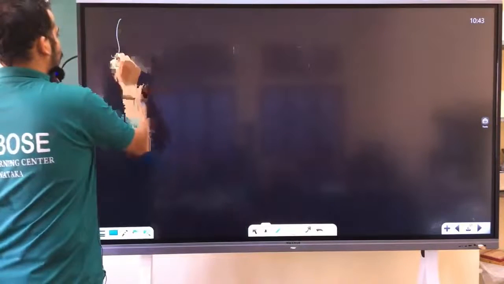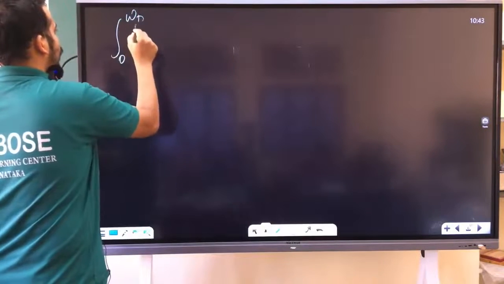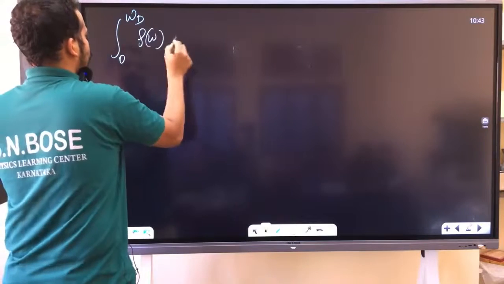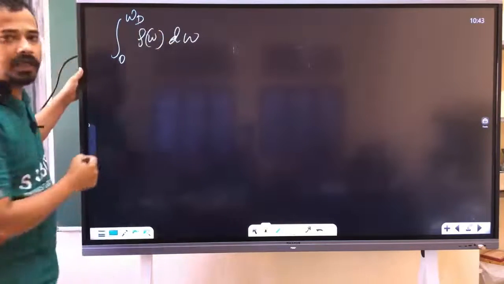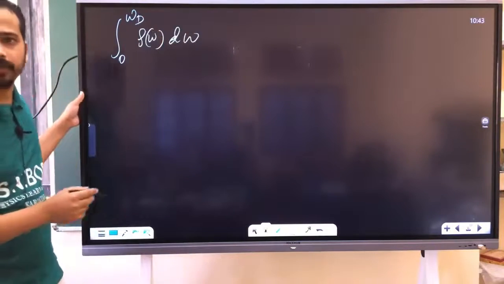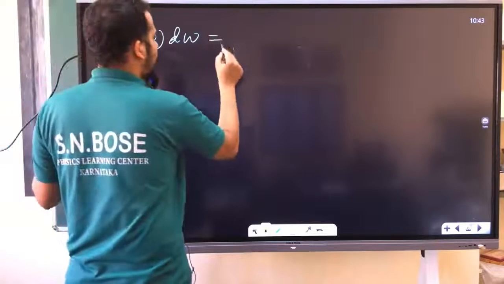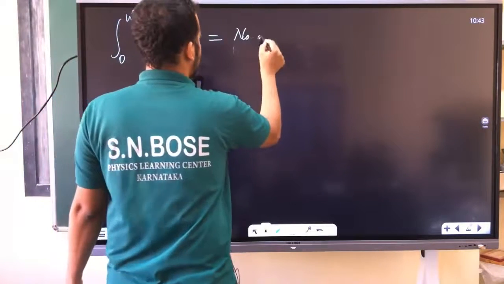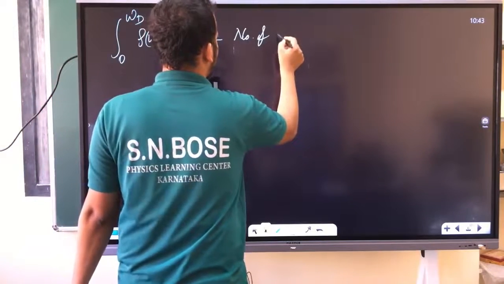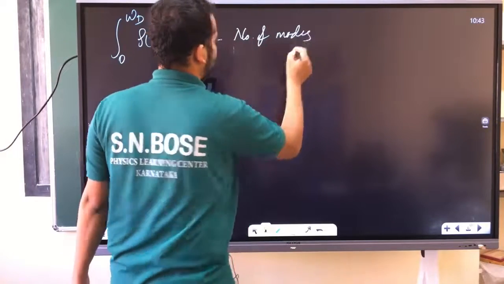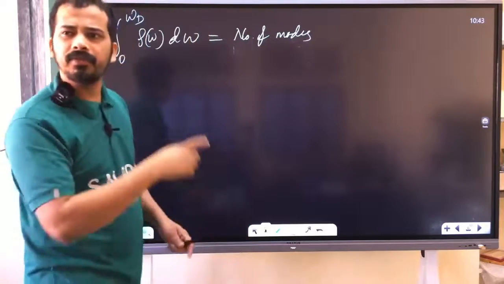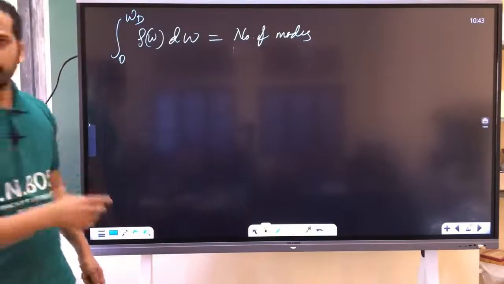0 to omega d, rho of omega d omega. This omega d is the highest frequency. We call it the Debye frequency, isn't it? This is equal to the number of modes, or the number of degrees of freedom.